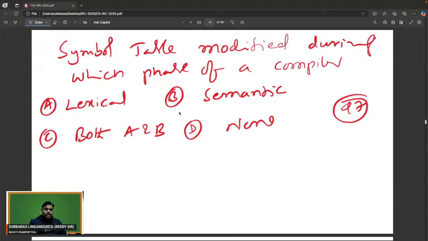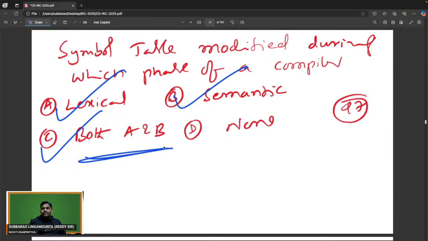Everyone knows anyone can modify the symbol table. All the phases can modify it: lexical also, syntax also, semantic also. So the answer is C. If all is there, go for all.